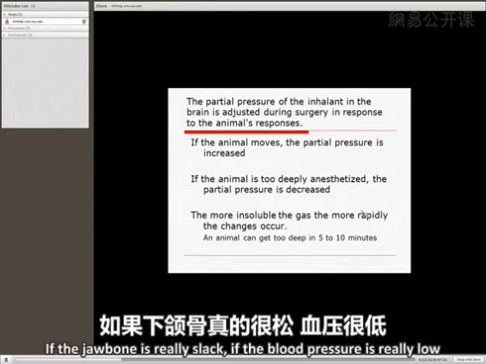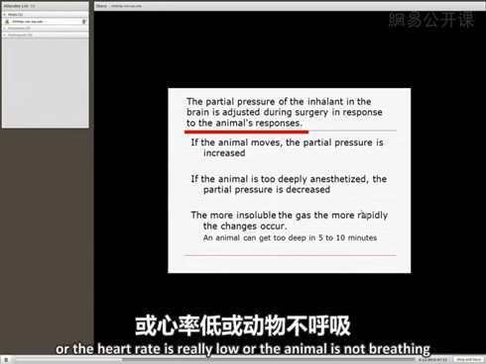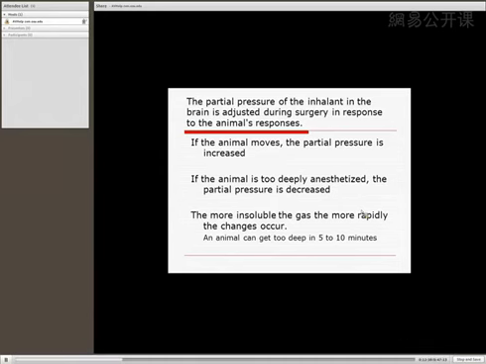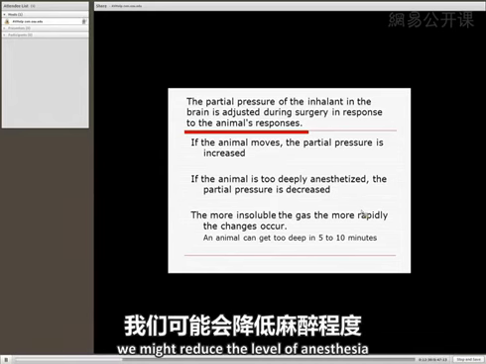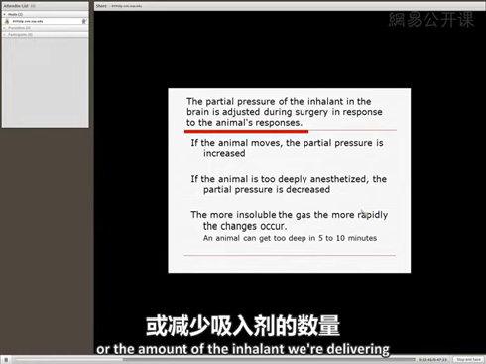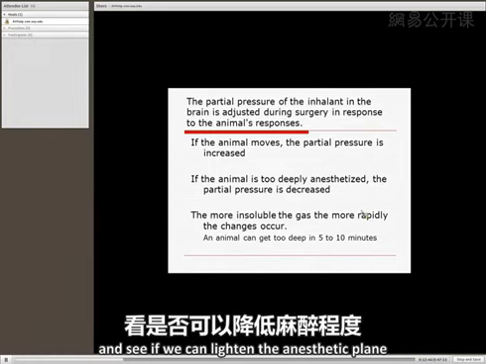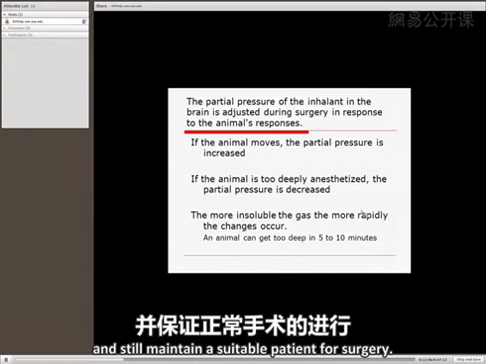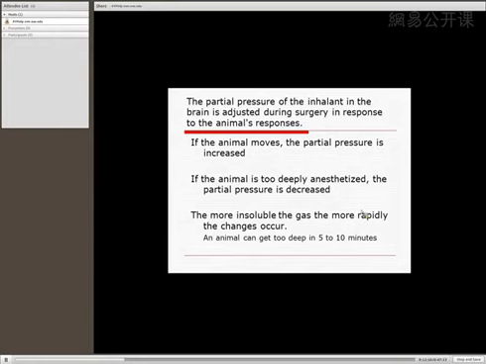If the jaw tone is really slack, if the blood pressure is really low or the heart rate's really low, or the animal's not breathing, we might reduce the level of anesthesia or the amount of inhalant we're delivering, to see if we can lighten the anesthetic plane and still maintain a suitable patient for surgery.